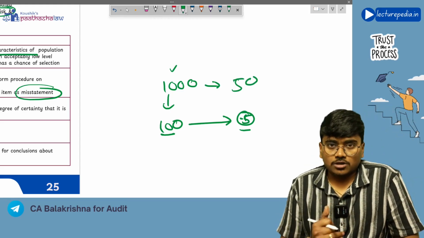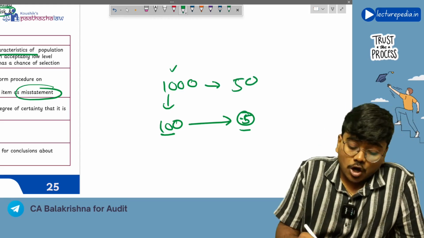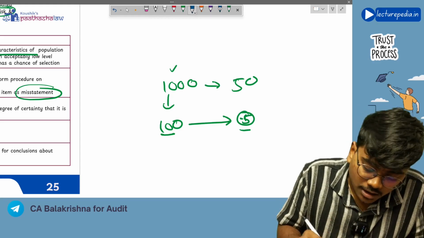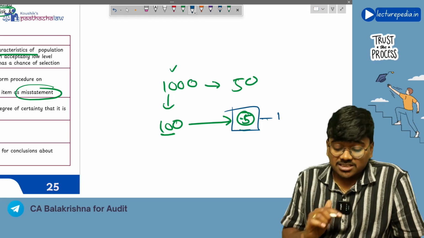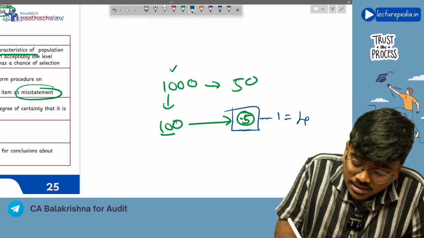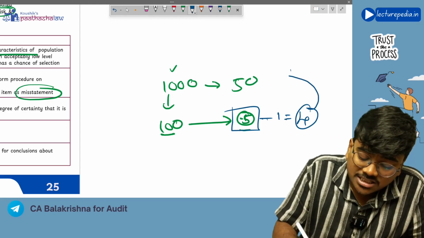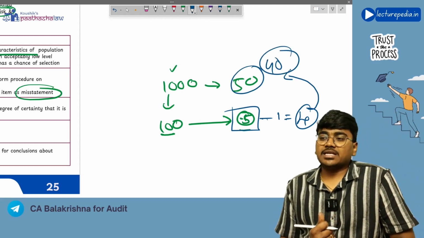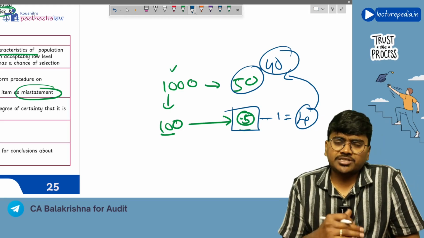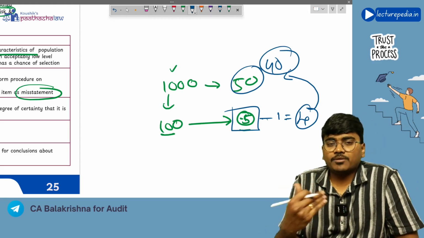50. Correct or not? Now what they are saying is, of these 5 misstatements, one misstatement is an anomaly. In such a situation, you have to reduce that one and make it 4 and only project this 4 to the entire population. So then it becomes 40 misstatements in the entire population. Got it? This is known as projection and removal of anomaly from the projection.